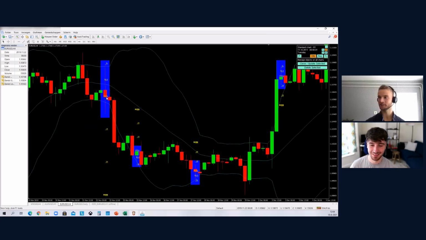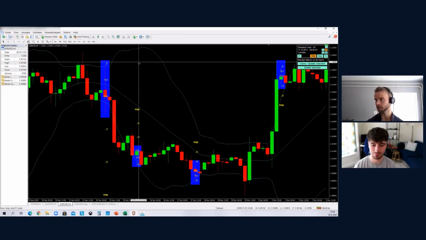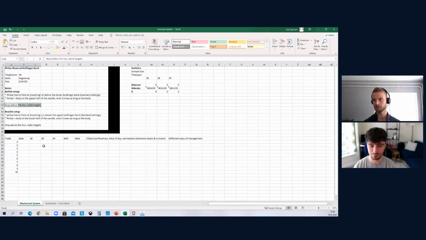So entry on the close, we've confirmed a sell setup, and then we want to basically fill in if the different targets got hit. So we can see 1R got hit, 2R got hit. This is 3R. And it didn't get hit before the stop loss got taken out. So let's dive into the sheet.